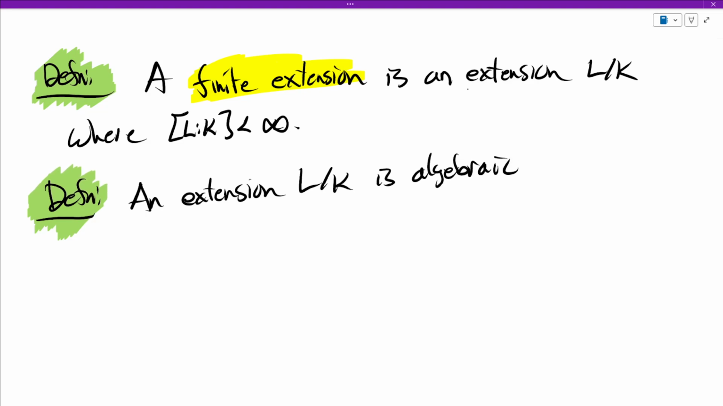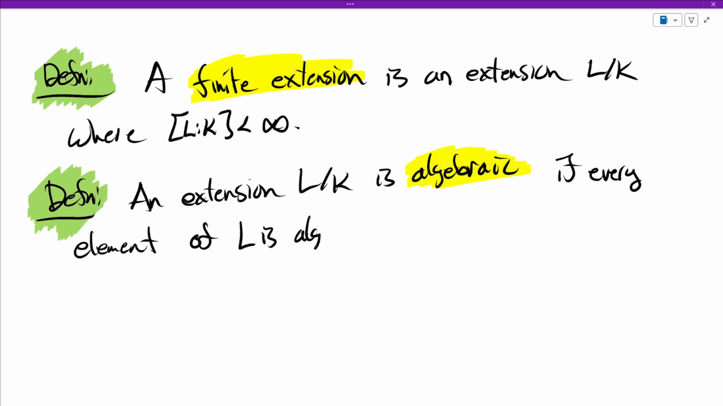So we know what it means for elements to be algebraic. They satisfy a polynomial equation over the ground field. So the field extension itself is algebraic if all of the elements are algebraic. So if every element of L is algebraic over K. Let me point out something here.